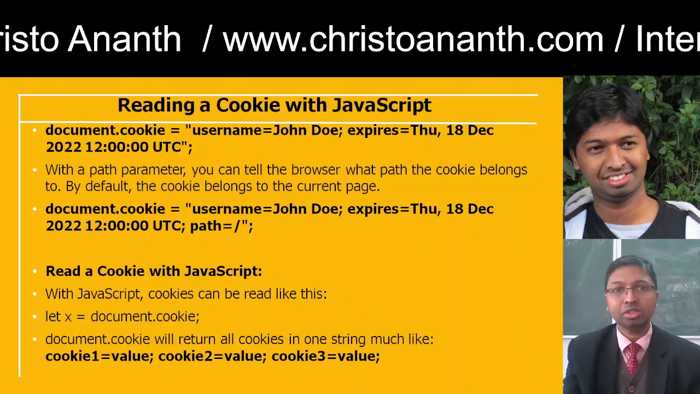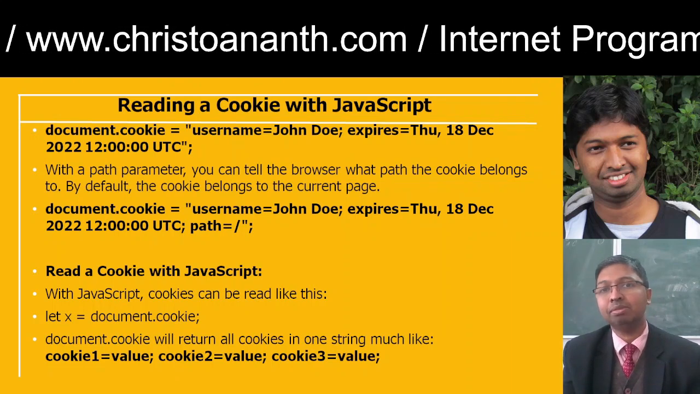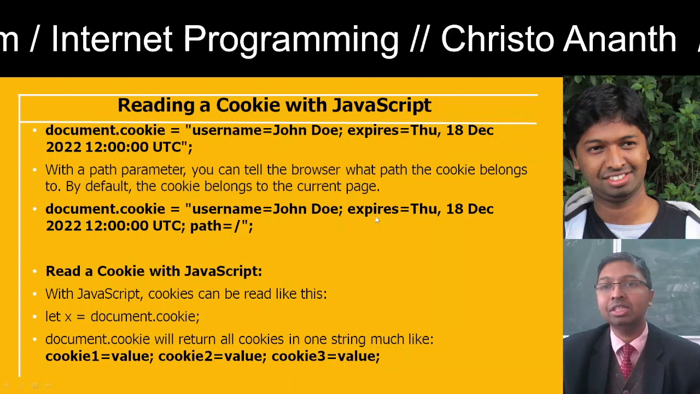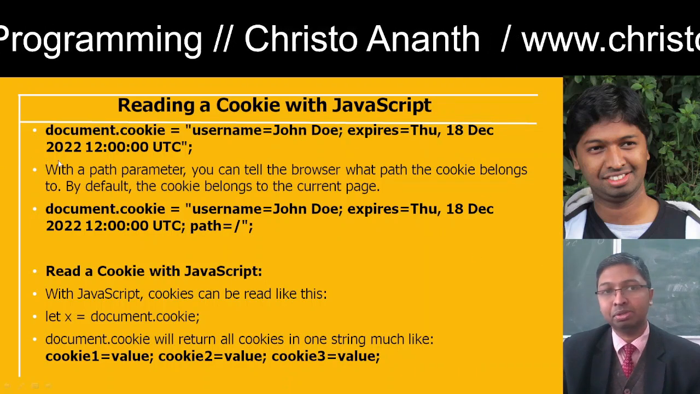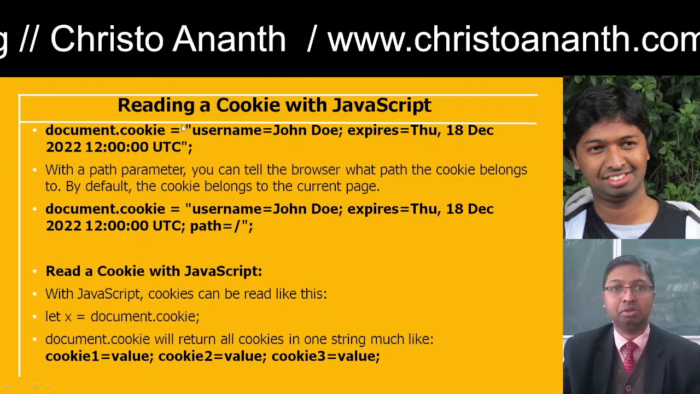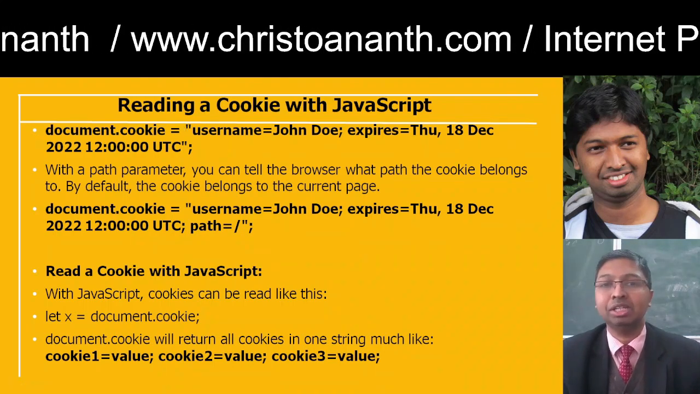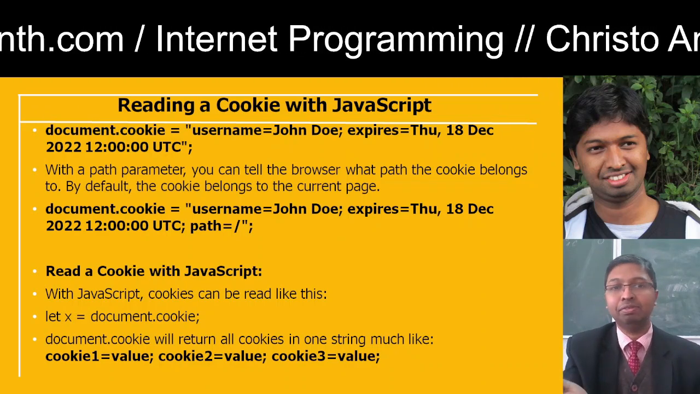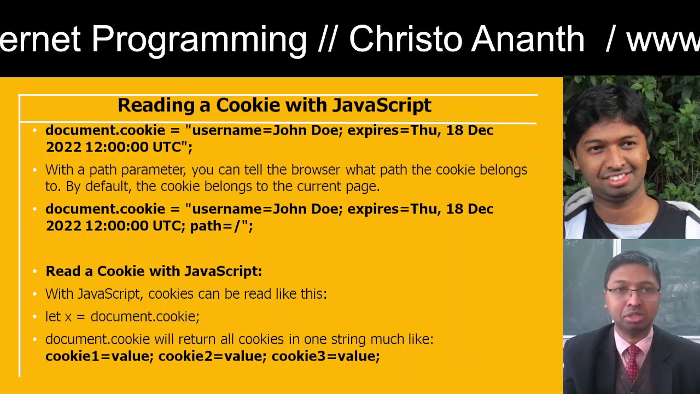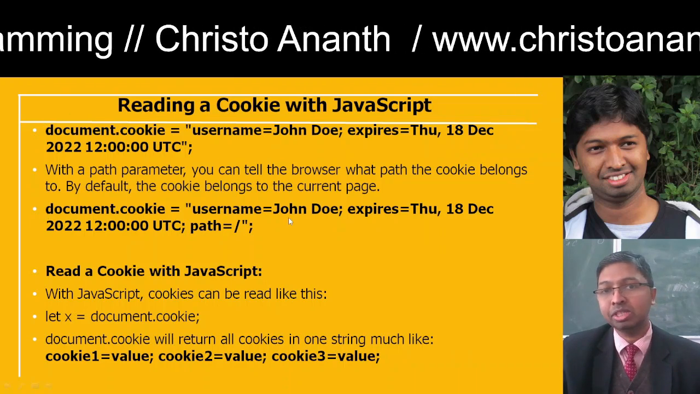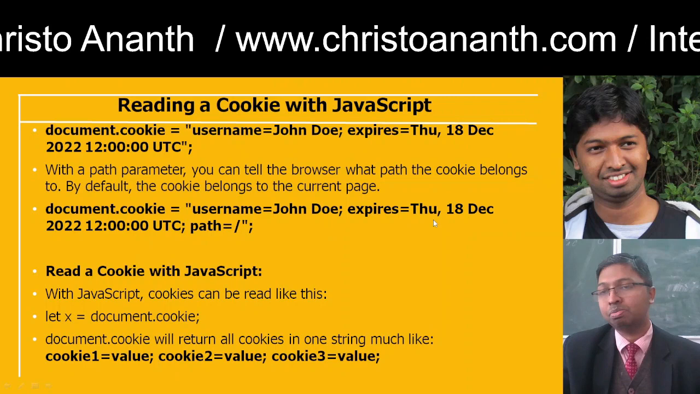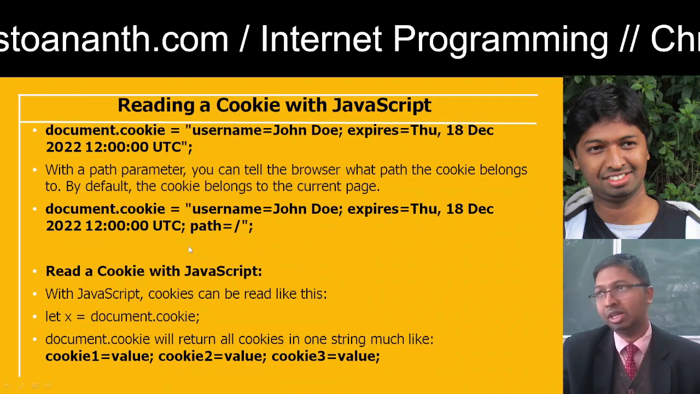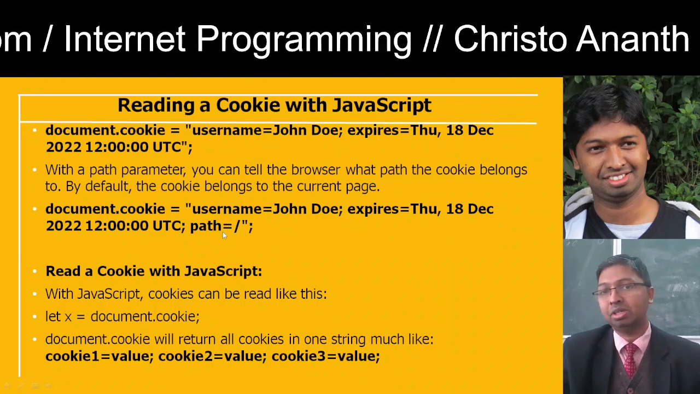So document.cookie is equal to username John Doe, that's the name you specify, expires Thursday 18 December 2022. The time also you can specify. Using the path parameter, you can tell the browser what path the cookie belongs to. By default, the cookie belongs to the current page. So document.cookie equal to username, semicolon, expires Thursday 18 December 2021, and the time even. You can specify the path even, that's the current page.